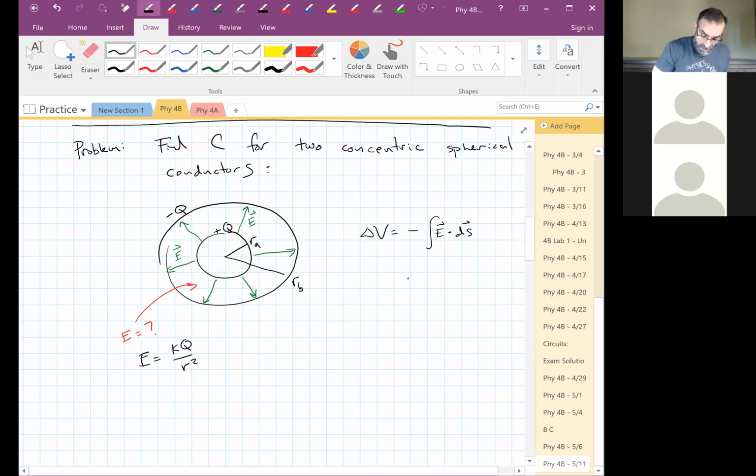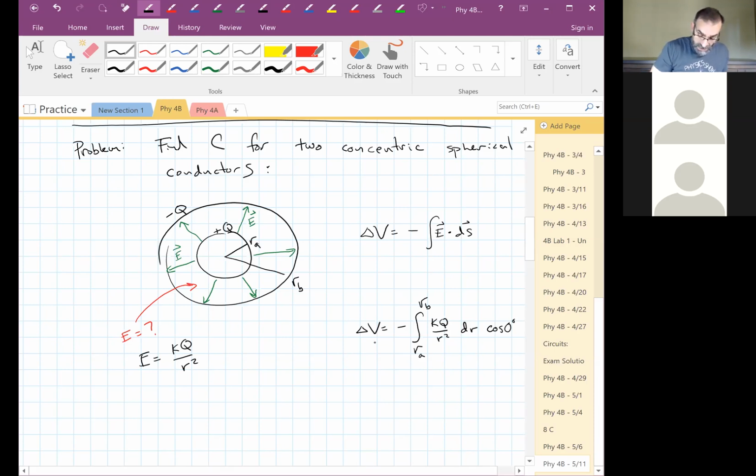So we're going to say delta V is minus the integral, and we're moving from A to B. We'll go from A to B. So that means the dot product is going to give us a cosine of 0 degrees. And we're going from A to B, small number to big number, right? A is smaller than B. I think that's right, but let's check and see.